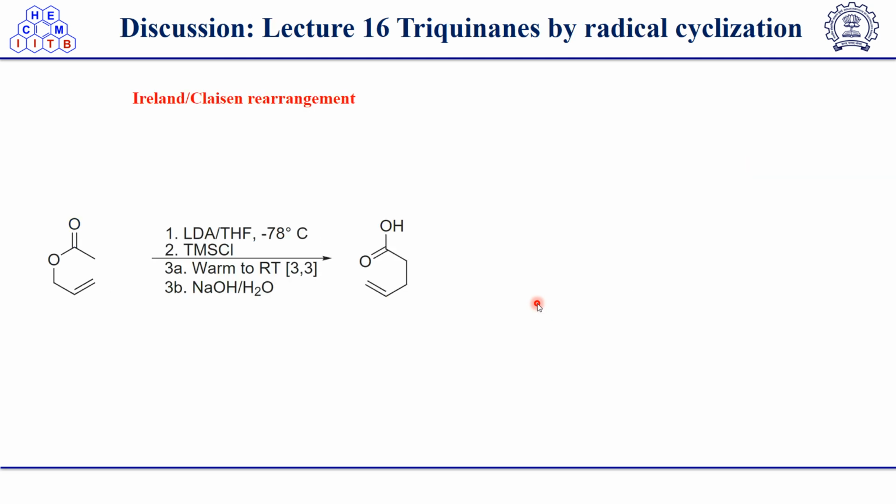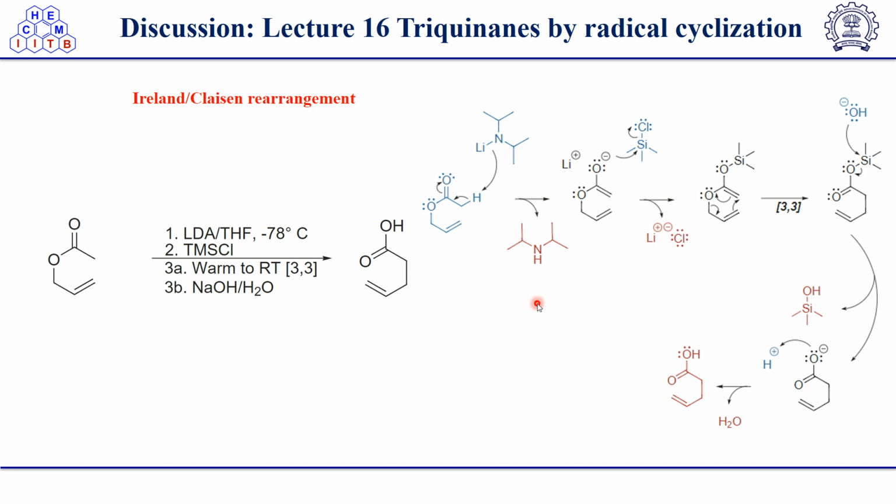Then the next was the Ireland-Claisen rearrangement. First there is silyl enol ether formation by using a base, and then it undergoes rearrangement. It is a 3,3 sigmatropic rearrangement. We will see the mechanism of this rearrangement. Using LDA, it will abstract this proton and create the enolate, which will be quenched by the TMSCl. So it will result in the formation of this compound.